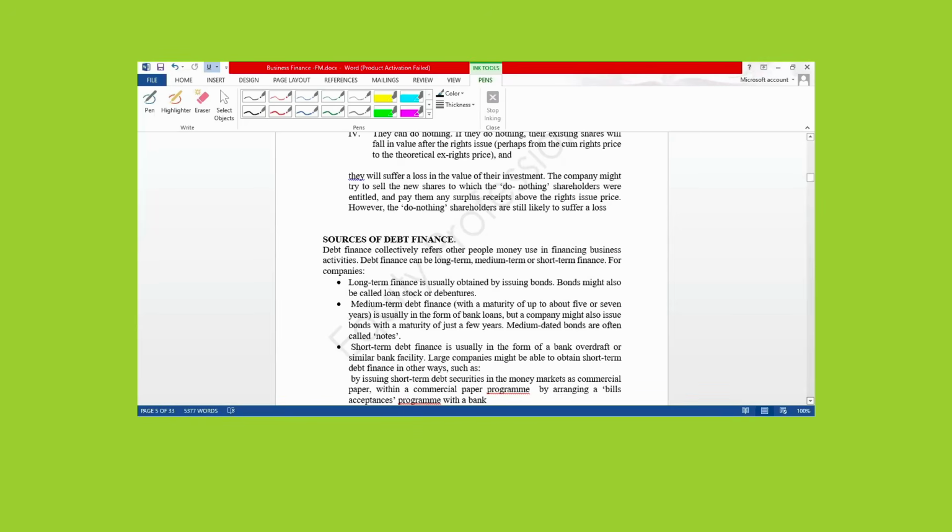We also have medium-term debt finance. Usually, this finance is a bank loan, a long-term bank loan. Companies can approach a bank to borrow money for a long term.